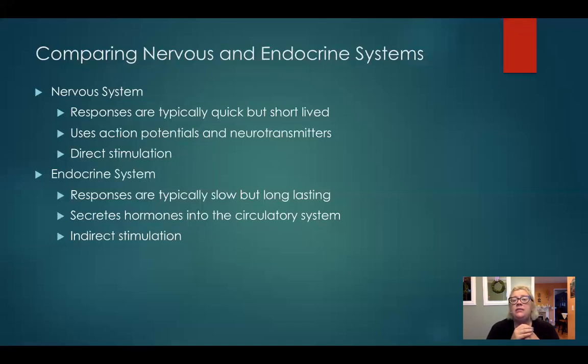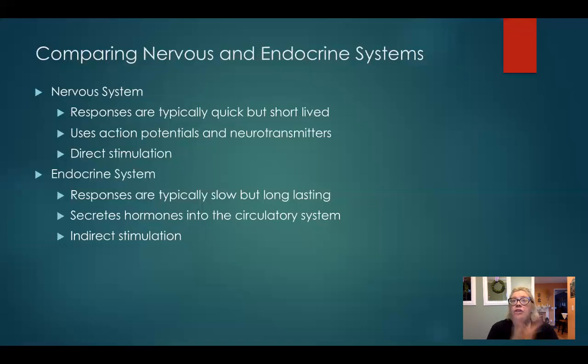And because nerve cells are going to be responsible for this quick but short-lived response, we say that the nervous system is going to have a direct stimulation, actual contact, nerve cell to target interaction. They're actually going to make contact with each other.